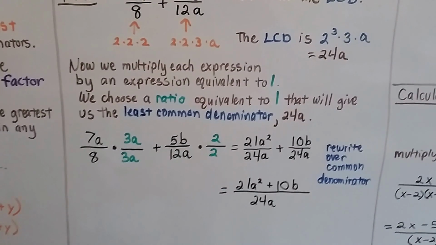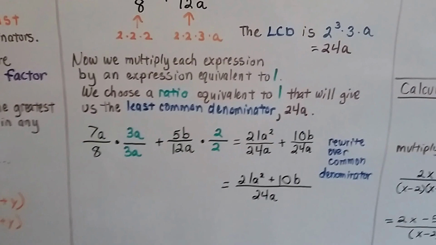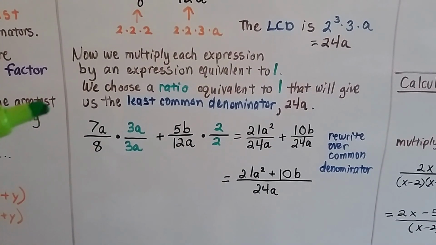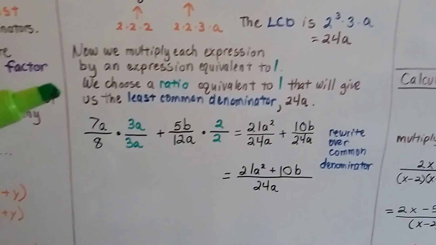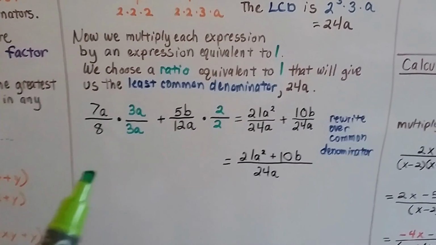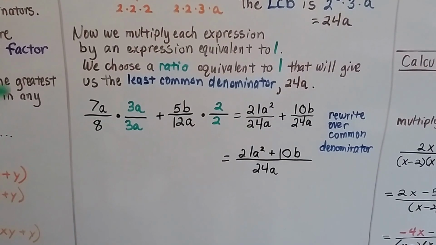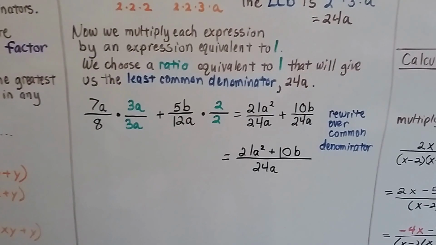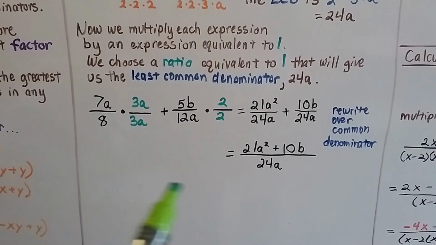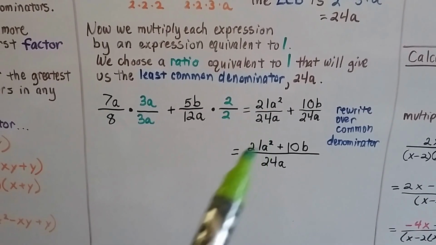See? Now we multiply each expression by an expression equivalent to 1. We talked about that in the previous video, didn't we? In the 6.1 videos. So we choose a ratio equivalent to 1 that'll give us the least common denominator, 24a. To make this 8 a 24a, we have to multiply it by 3a. And the numerator gets jealous. It has to be multiplied by 3a also. So there's our ratio of 1. That's going to give us 21a squared over 24a.